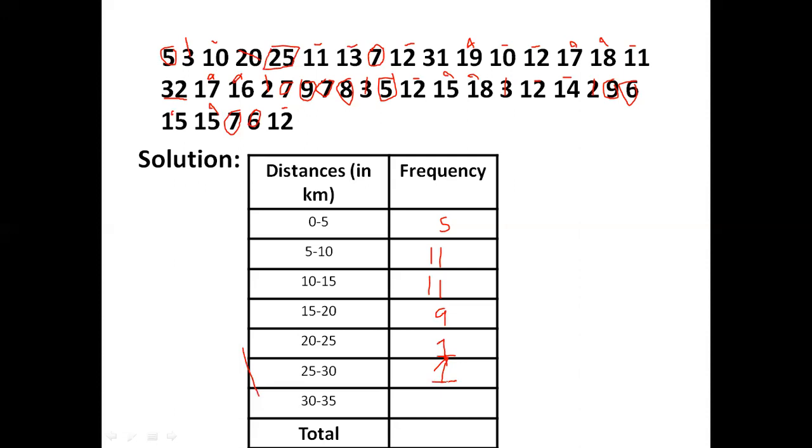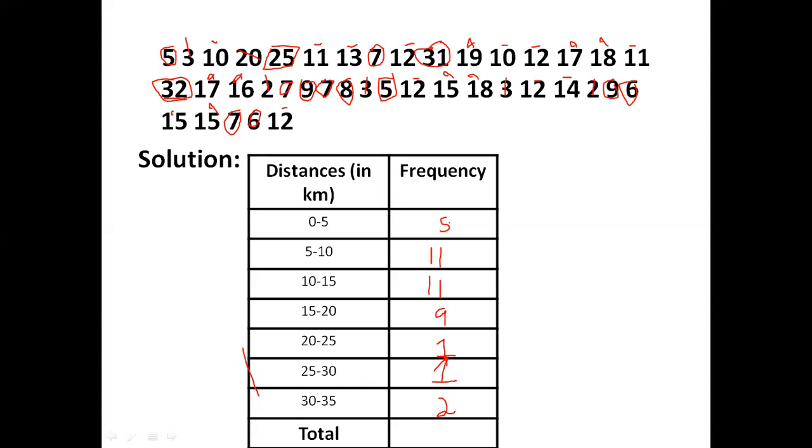Then 30 to 35. I have 2 numbers, that is 31 and 32. So it will be 2.